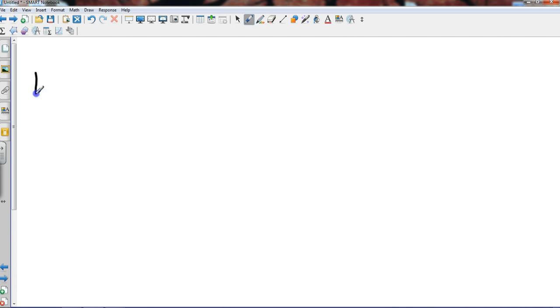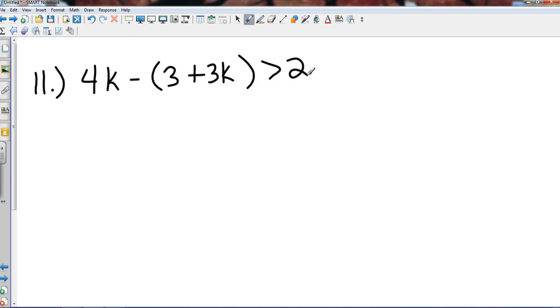Number 11. What's out in front of the parentheses? A negative what? One. Okay, so I'm going to do this because a lot of us wanted to do distributive property anyways, but we kind of took that 4k and did distributive property, but it's not the 4k that's in front of the parentheses, it's a negative one. Okay, so really, we do have distributive property here.